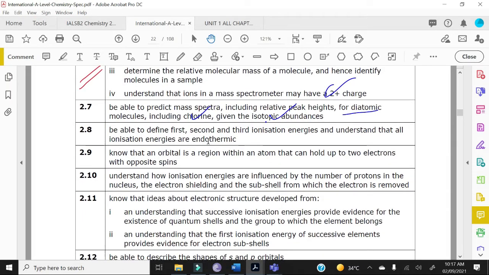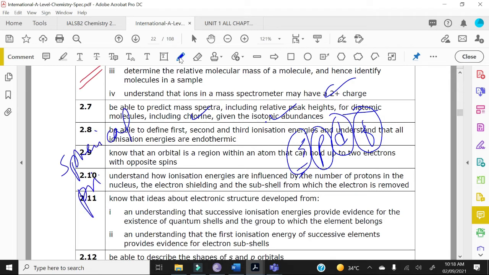Know that an orbital is a region within an atom that could hold up to 2 electrons with opposite spin. We talked about the shape of the orbitals S, P, D and F, where S is spherical, P is principal, D is for diffuse and F is for fundamental. So spherical, principal, diffuse and fundamental, these are the names.